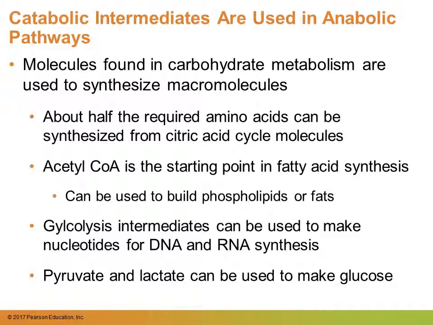Molecules found in carbohydrate metabolism are used to synthesize molecules. So even though we think of cellular respiration as a catabolic pathway, in other words, going from a large molecule like sugar and breaking it down to CO2, really parts along the way in each of the steps can actually be pulled away and used to build other components in the cell. So the intermediate products can be used to make things in the cell like DNA and RNA and even phospholipids for the plasma membrane.